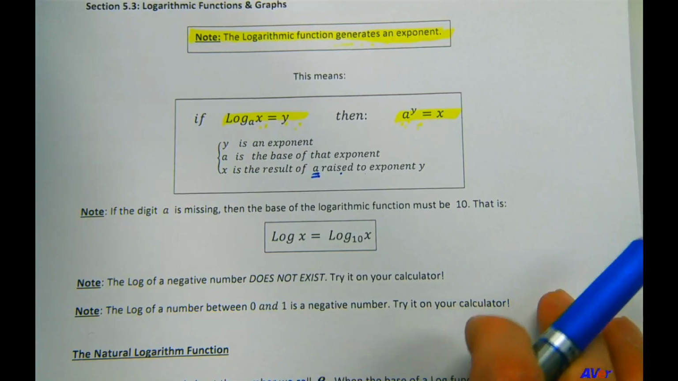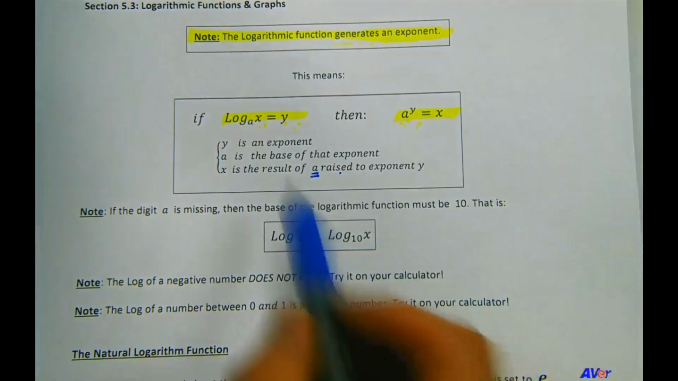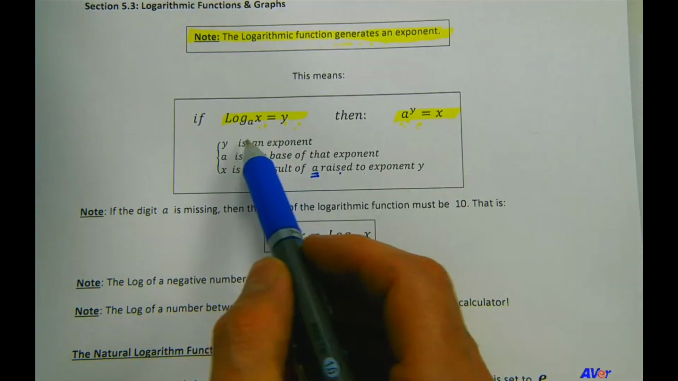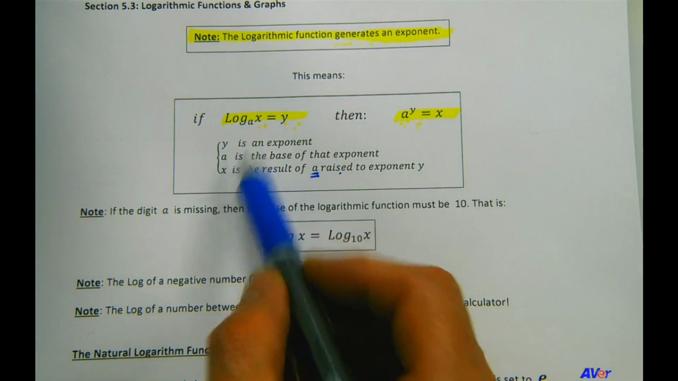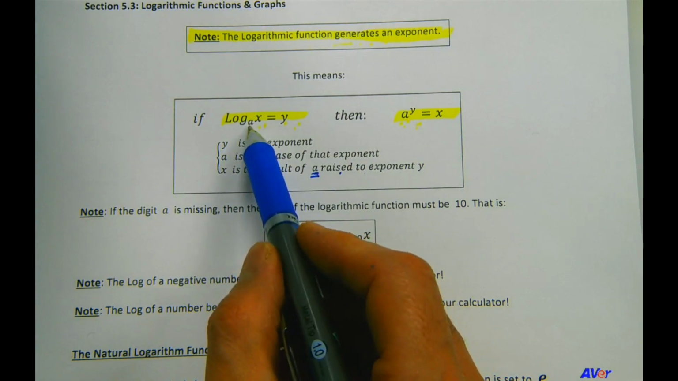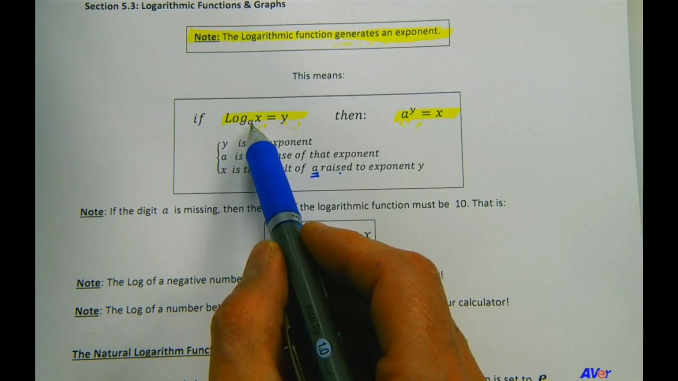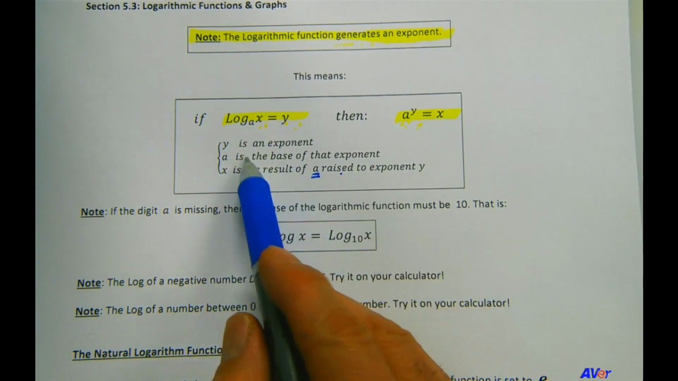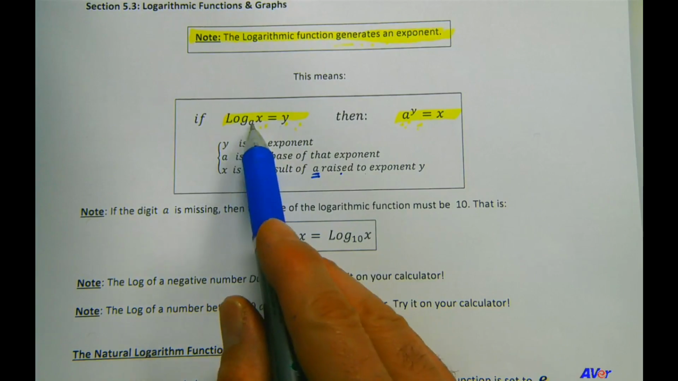The other thing you should know is that by mathematical convention, by that I mean an agreement between mathematicians, if that digit a is missing, that means if it's left blank, then the base of the logarithmic function is 10. So when it's 10, it's missing.